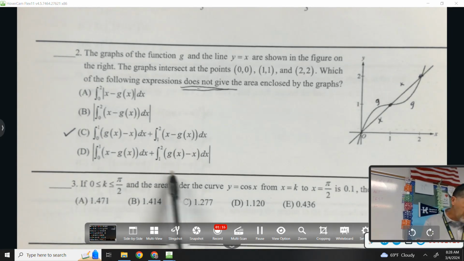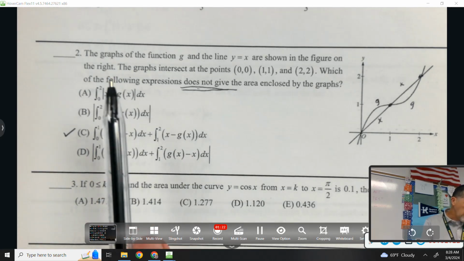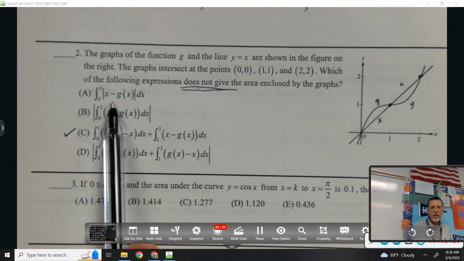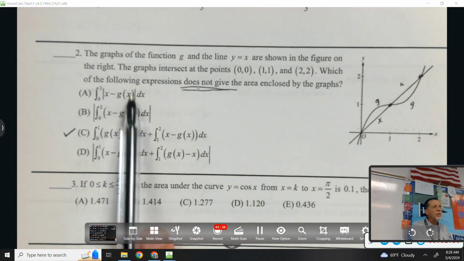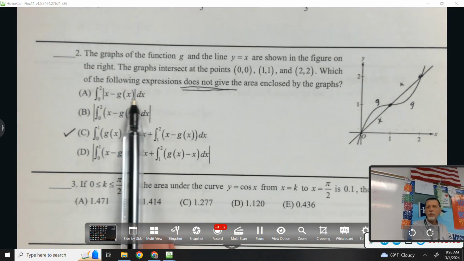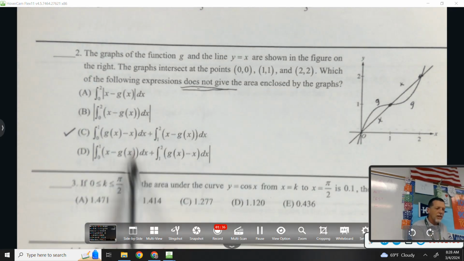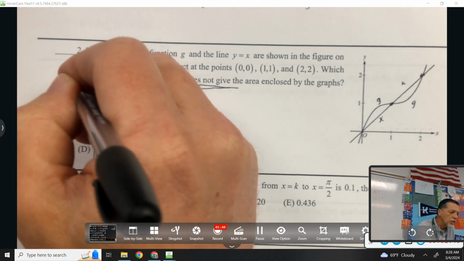Okay, now we got some of these absolute value things going on here. From 0 to 2 of the absolute value of x minus g. So that absolute value means this would always be positive, so it wouldn't matter which one came first, top minus bottom or bottom minus top. So this one would also work.